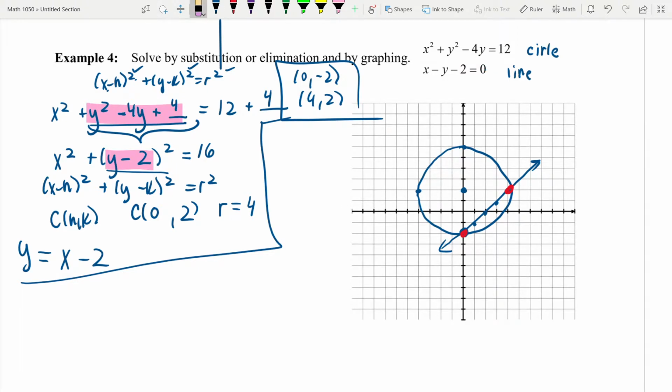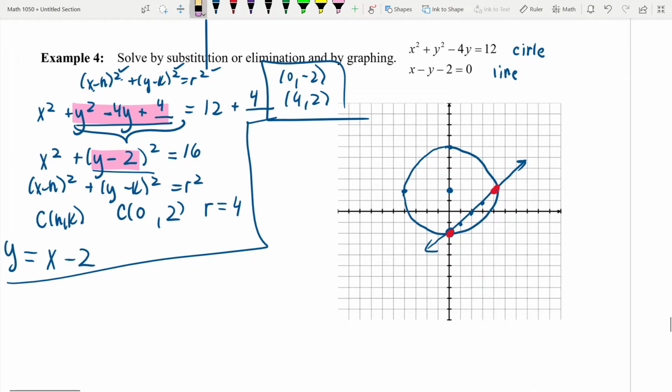Can I use elimination? This is important. If you can't answer this question, you're not going to be able to do the problem. Okay? The top has an x squared. The bottom has no x squared. I can't use elimination on the x's. Look at the y's. The top has a y squared. The bottom does not have a y squared. I cannot use elimination. Okay?